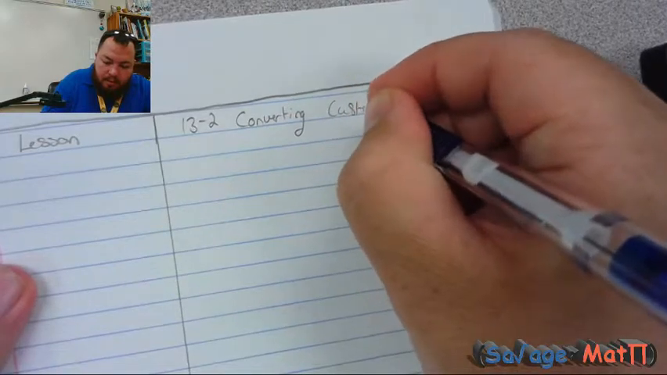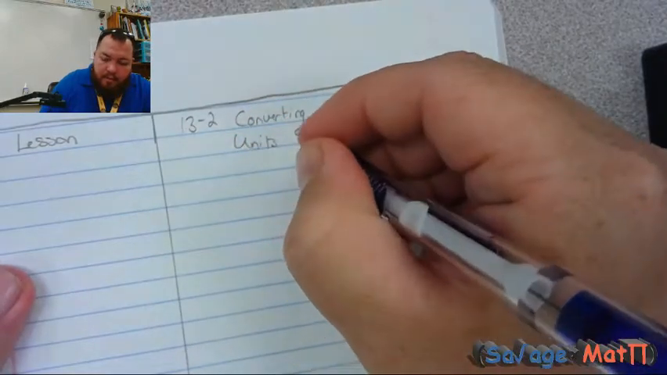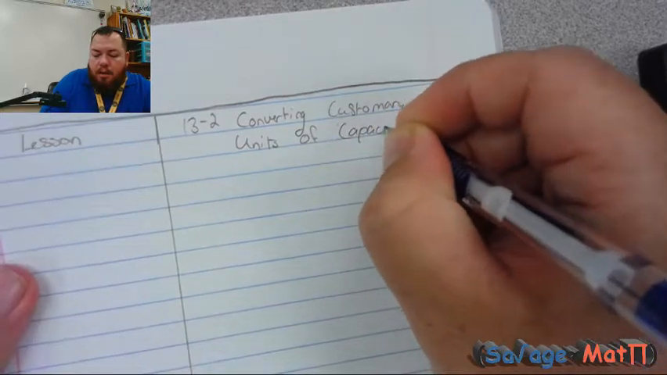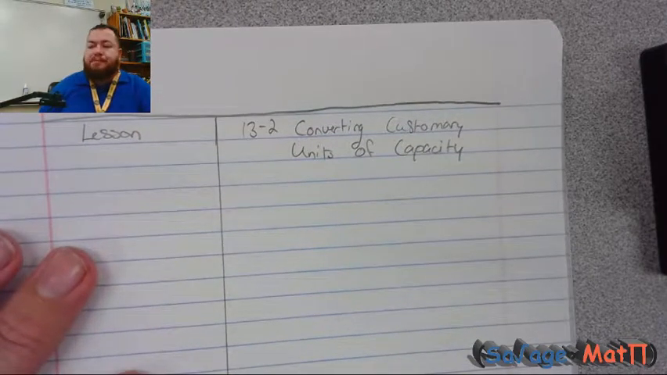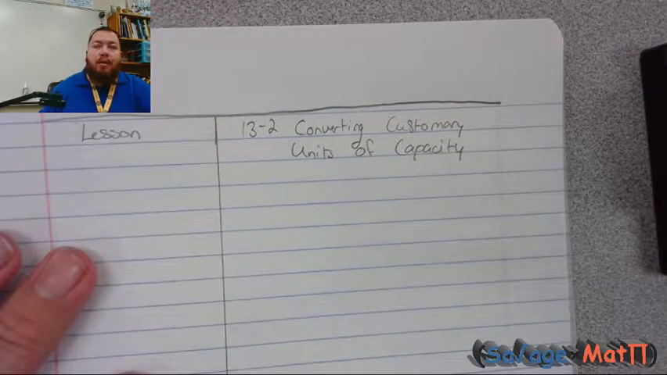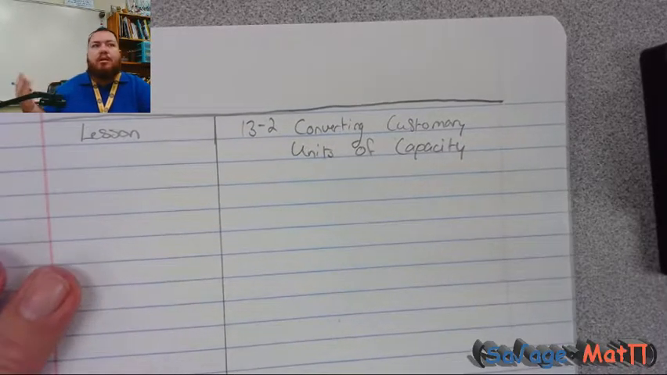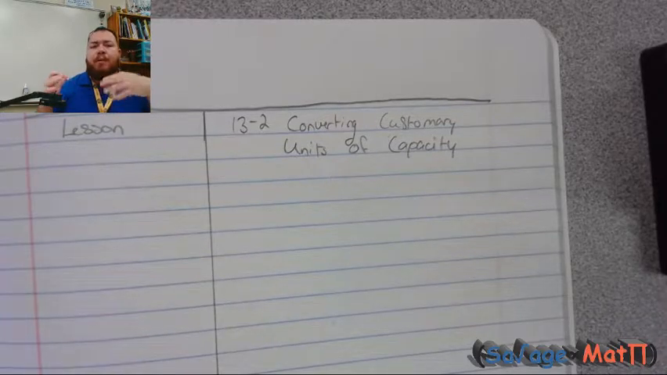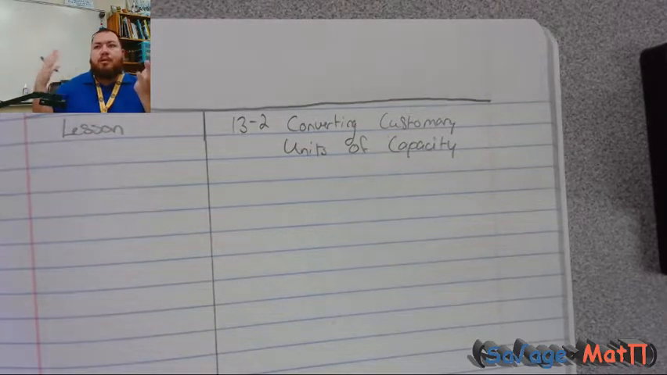Convert customary units of capacity. And all that means is that we're talking about gallons, cups, pints, quarts, things that we really measure liquid, or sometimes we measure dry items like rice or beans, stuff like that. Okay, remember in 5th grade we never have to go from gallons to liters, which is the metric for capacity.